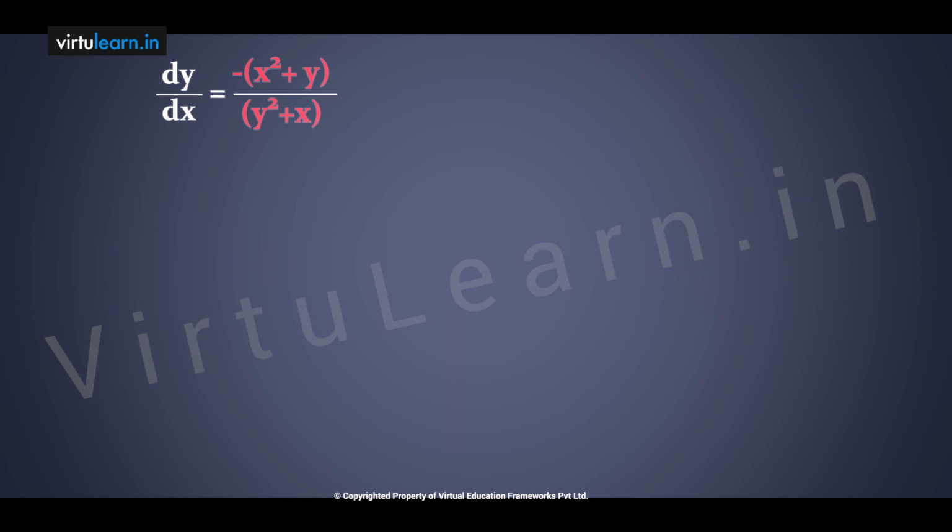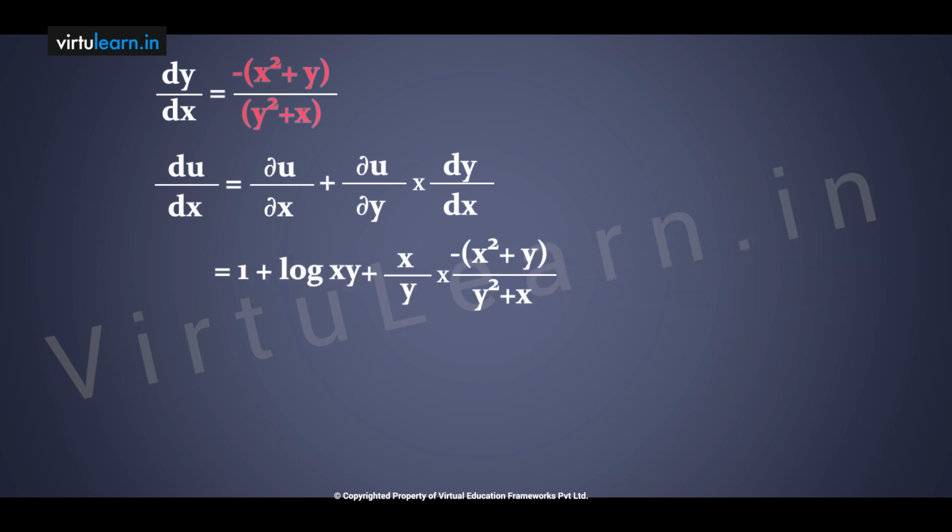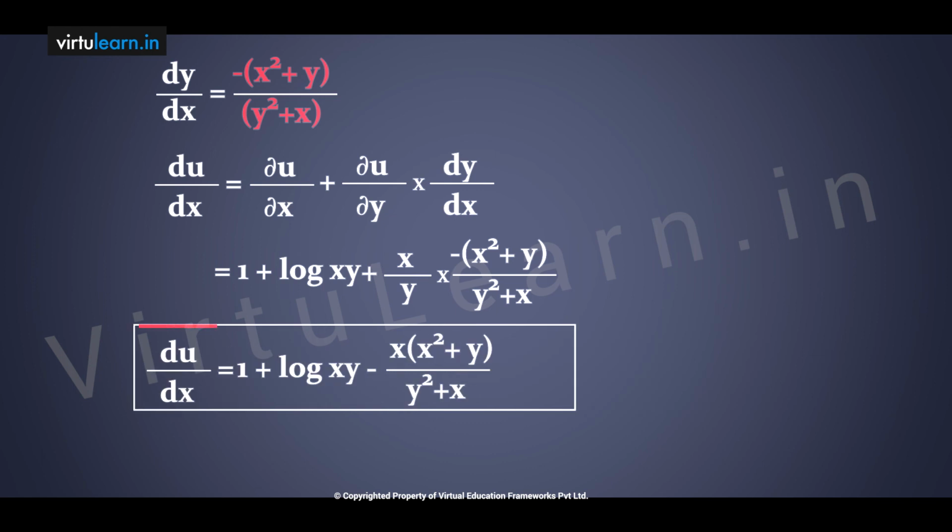Once again I am writing the du by dx formula, which I already derived in the first stage. du by dx equal to dou u by dou x plus dou u by dou y into dy by dx. Now substitute all the values here. Dou u by dou x is 1 plus log xy, plus dou u by dou y is x by y into dy by dx value, minus of x square plus y by y square plus x. Therefore, du by dx equal to 1 plus log xy minus x into x square plus y by y into y square plus x.